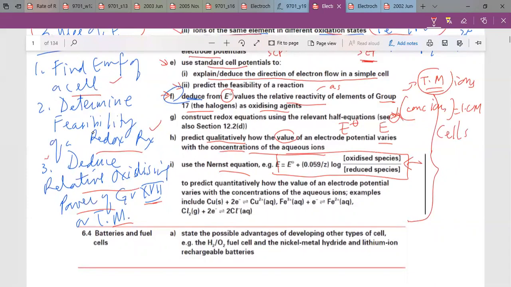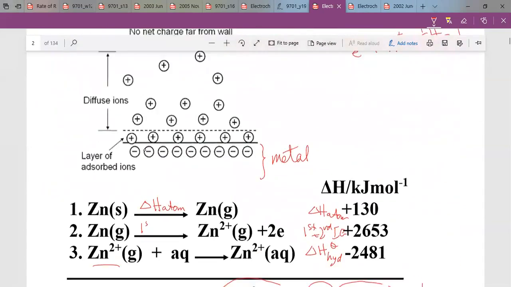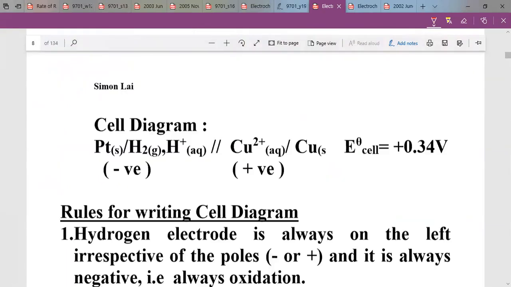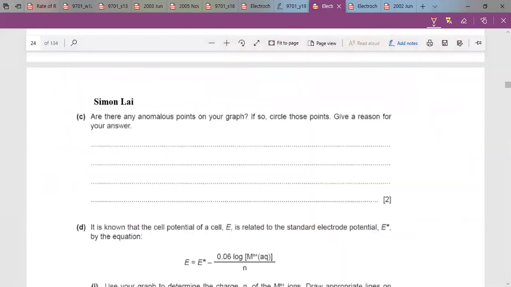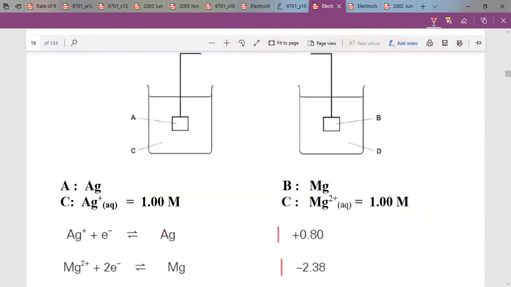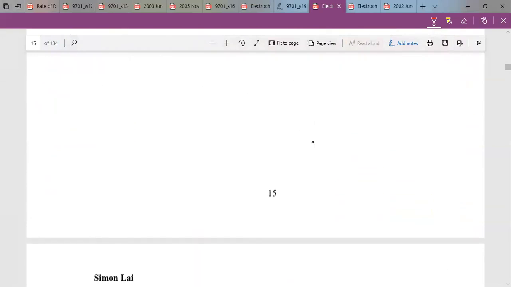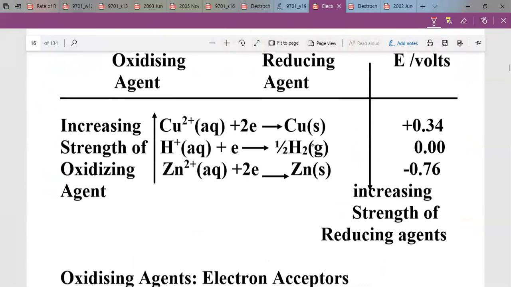So let me take you through how to compare or predict which is more powerful as an oxidizing agent. We take an example. We can look over some theory first. Now, remember your data booklet writes all the equations in the reduction form, for example Cu2+ plus electrons to Cu. Of course this is when you compare with hydrogen. That means everything here, except electrons, acts as an oxidizing agent.